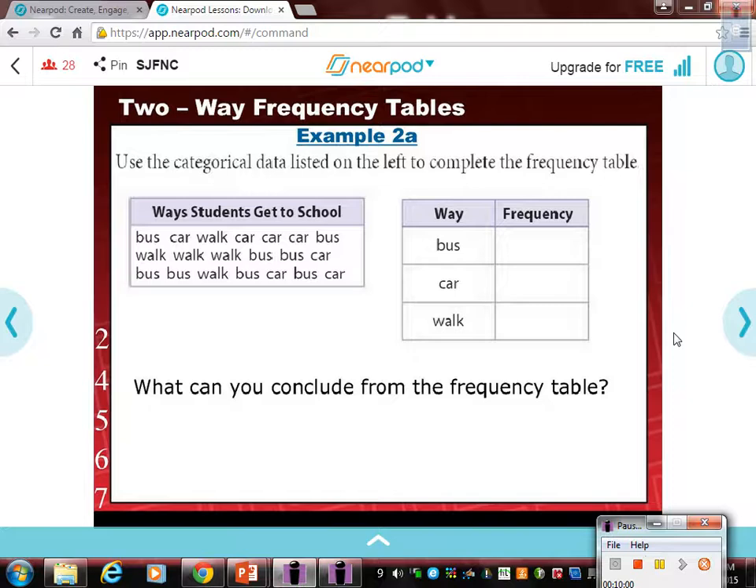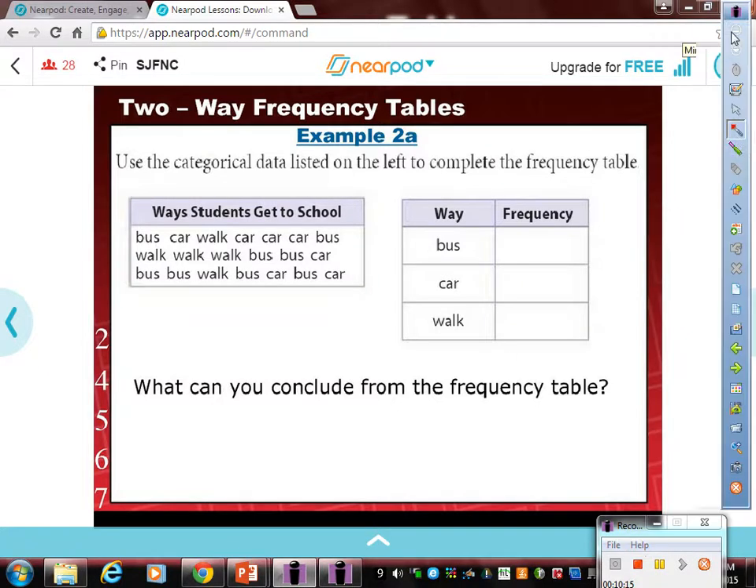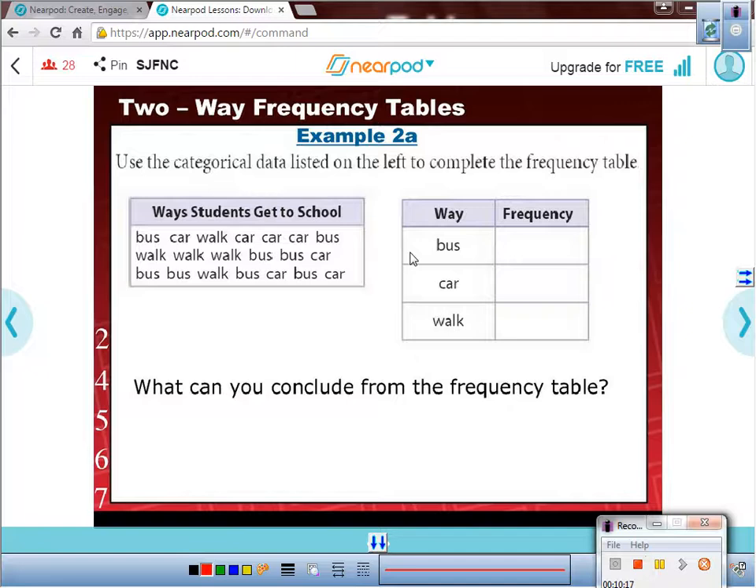For example 2A now, check this out. This is a one-way frequency table because all it's asking is to give us a total of one set of data. So this is how we fill these out. This is like the example I gave you on the FAIR model. So watch. They give us a set of data, such as this one, and it says ways students get to school: bus, car, walk, and so on.